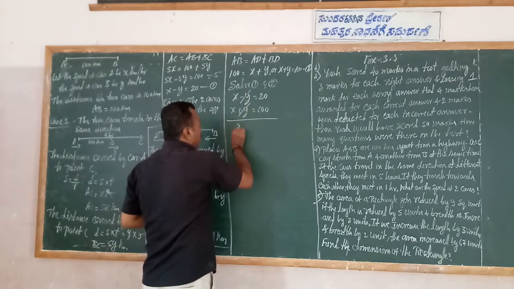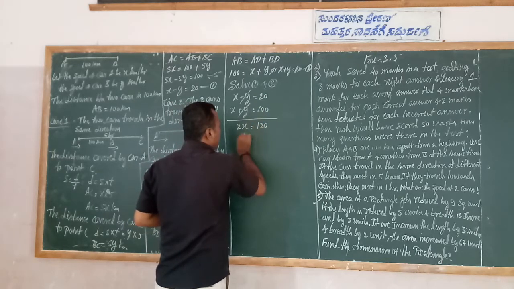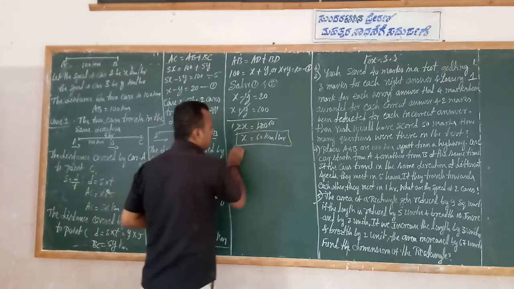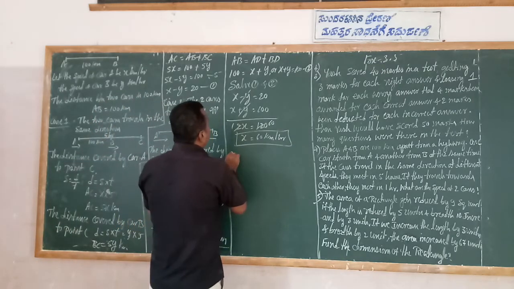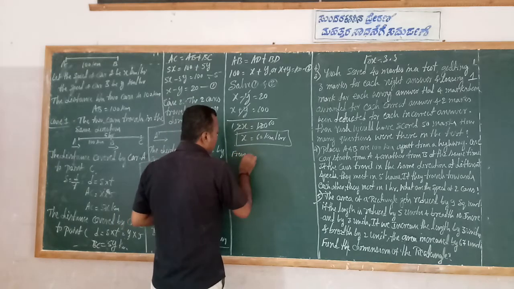So x plus x, how much? 2x is equal to 100 plus 20, 120. Therefore x is equal to 60 kilometer per hour. That is the speed of car A. Now the speed of car B, we have to calculate the y value. So from equation 1.